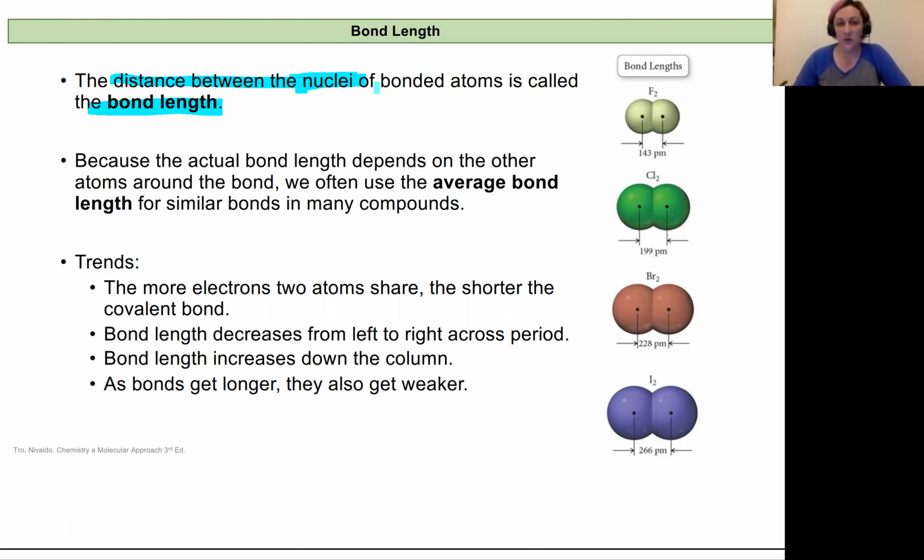And so the actual bond length really depends on the atoms that are participating in the bond and the atoms around the bond. And so we usually look at an average bond length for similar bonds in many compounds, rather than looking at it for one specific type. So we see some trends emerge when we do this. We see that the more electrons two atoms share, the shorter the covalent bond. So that's really going to mean our triple bonds are shorter than our single bonds. Let's do it like this.